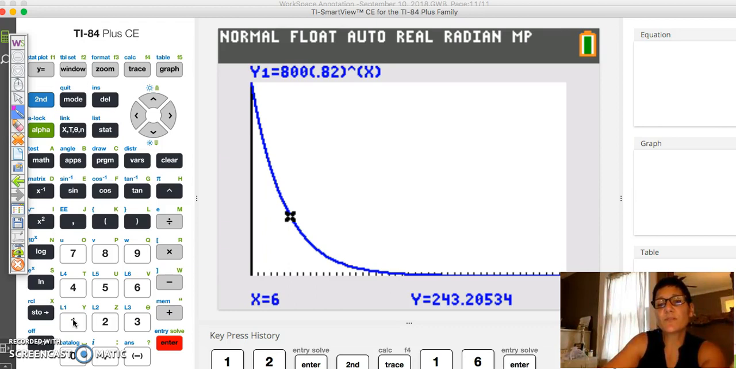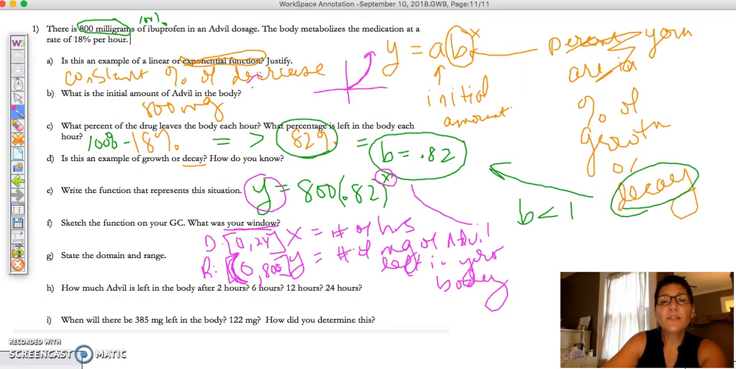There's still 243.205 milligrams left in the body. So it's just a plug and chug, just calculate a value. Now, on the flip side of this, let me go back over here. On the flip side of this, it says, when will there be 385 milligrams left in the body?